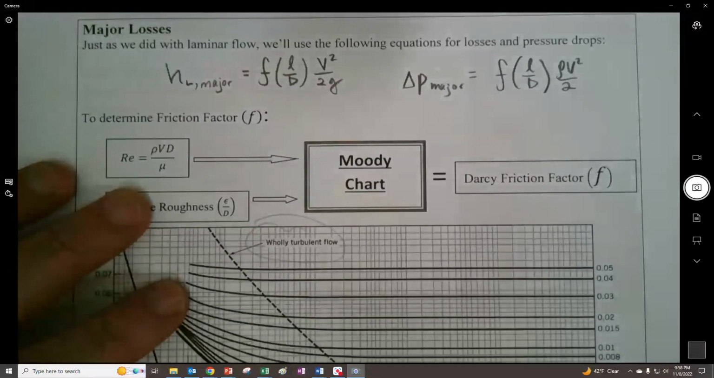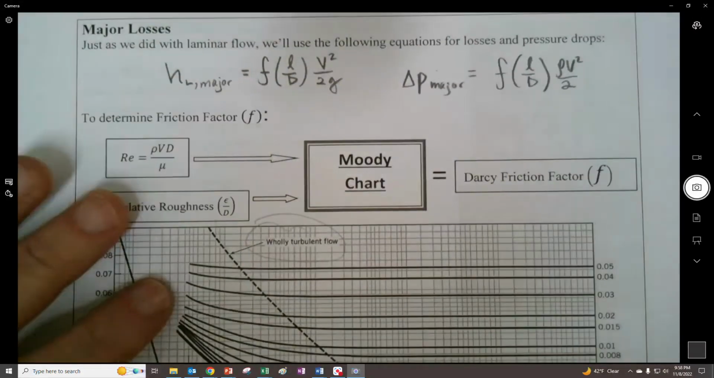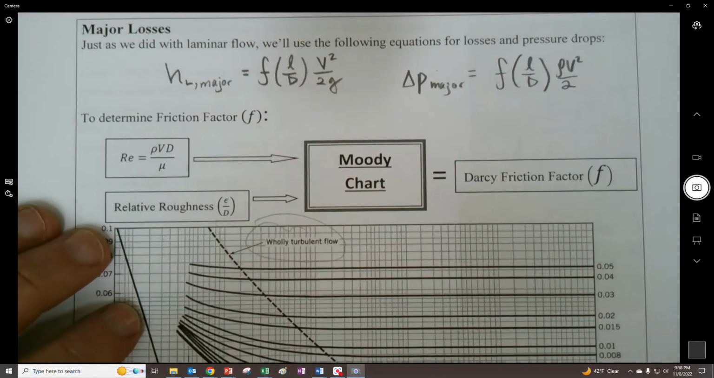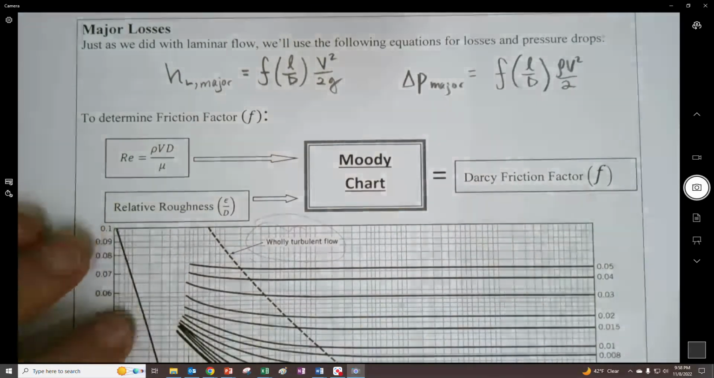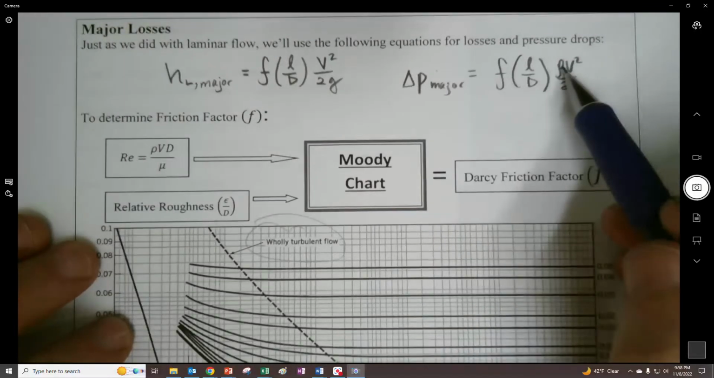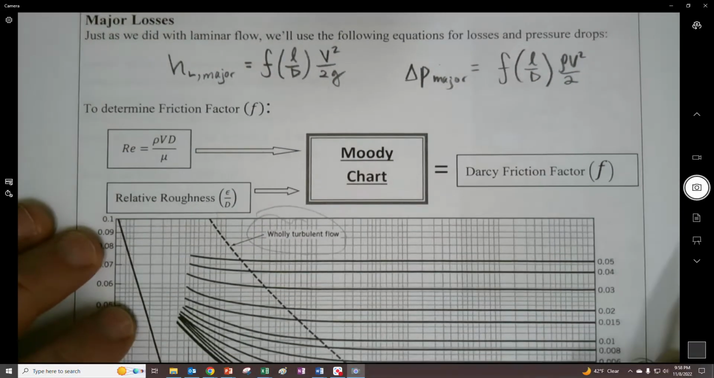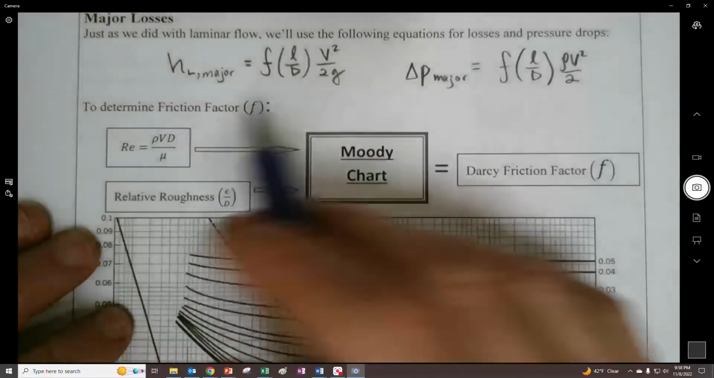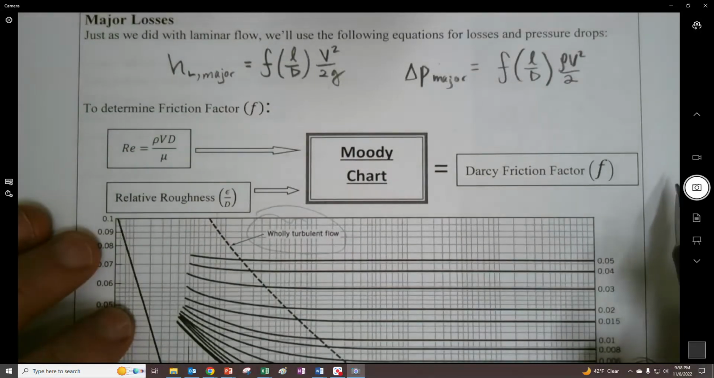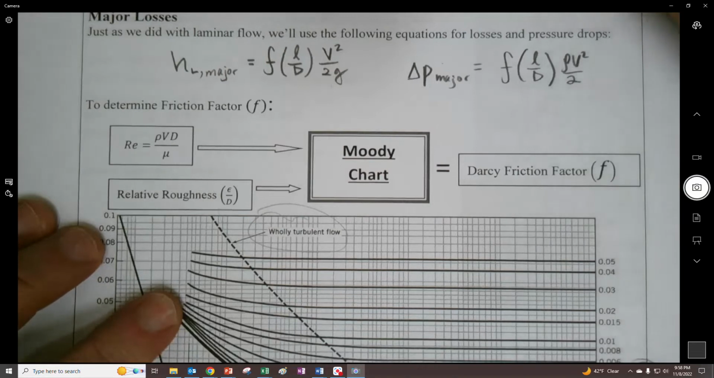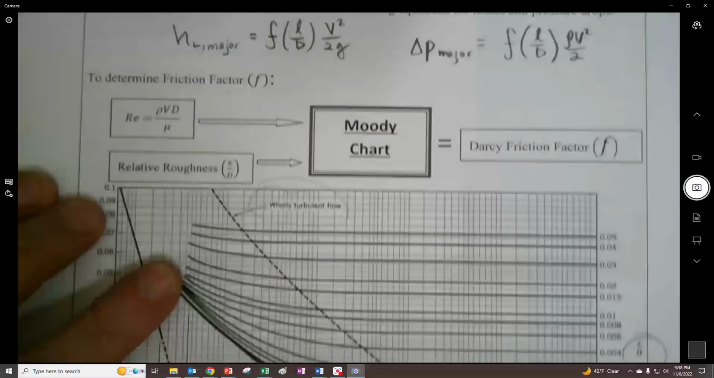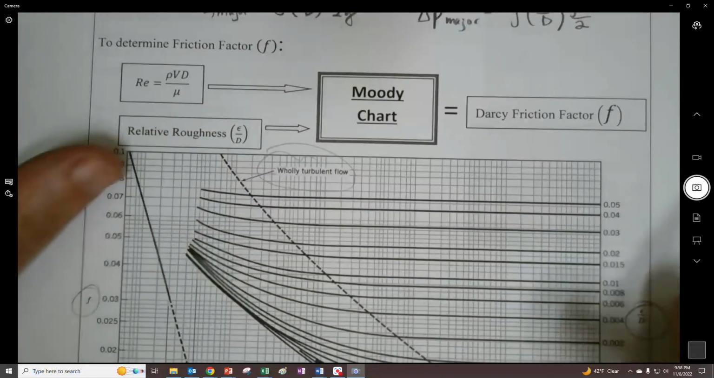There's really not that much difference between these two things. Just remember that we can get head by dividing pressure by specific weight. So we got rid of the density and there's now a g in there. That's the big difference. But it's an important way to go about thinking about pressure drop calculations, to do it in terms of head.